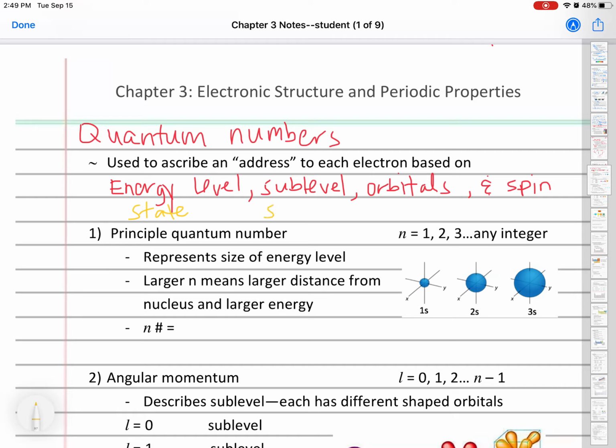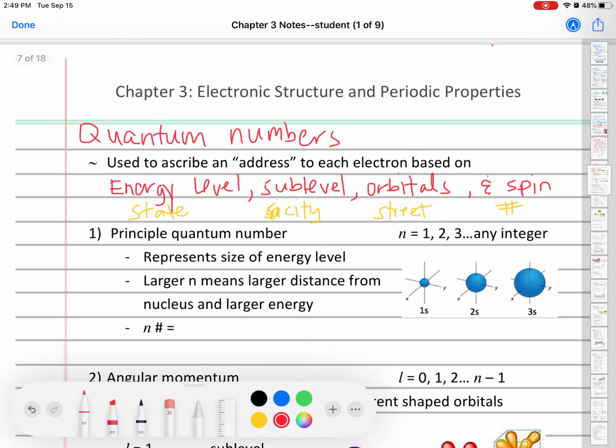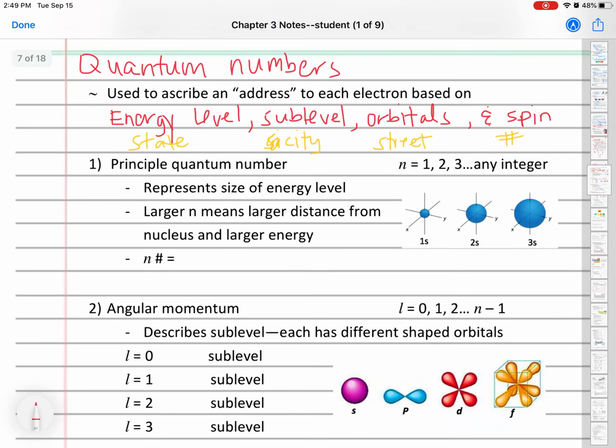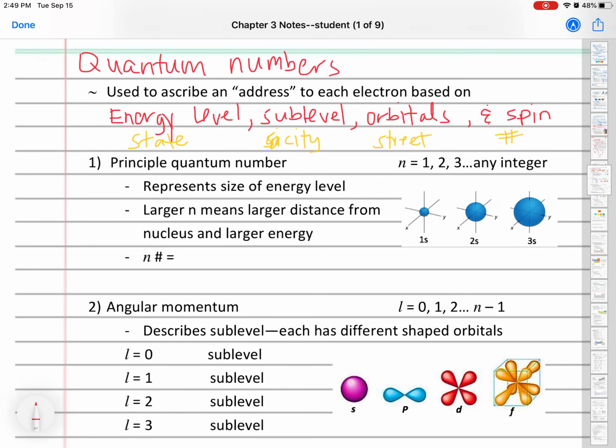And then you start getting more specific. The sublevel is more like the city or town. The orbital is even more specific, so that would be like the street name. And then the spin is super specific, so that would be like your house or apartment number. So that's my analogy for quantum numbers, that it's really just like an address.